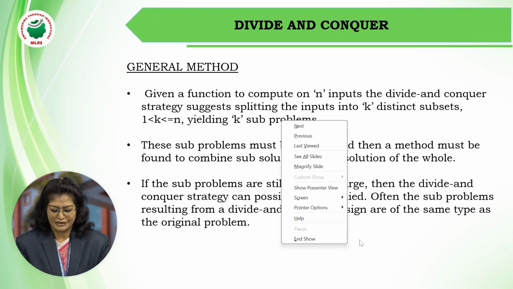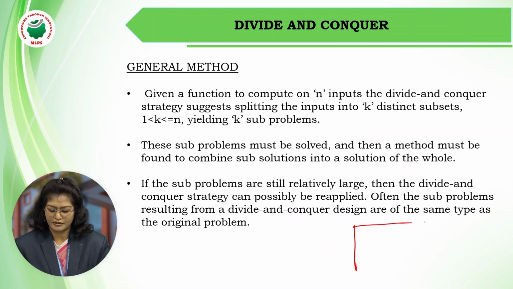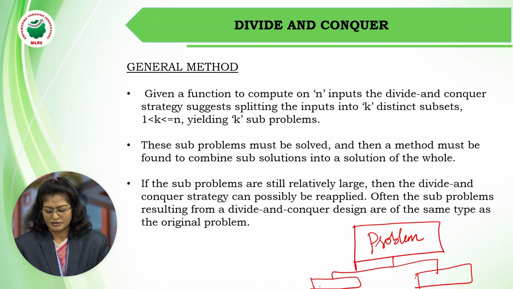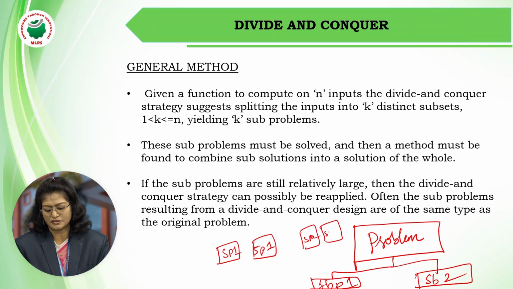For example, a problem is there. We need to divide it into two sub-halves: sub-problem 1 and sub-problem 2. And conquer is a process where sub-problem 1 is again divided into two halves, and sub-problem 2 is again divided into two halves.